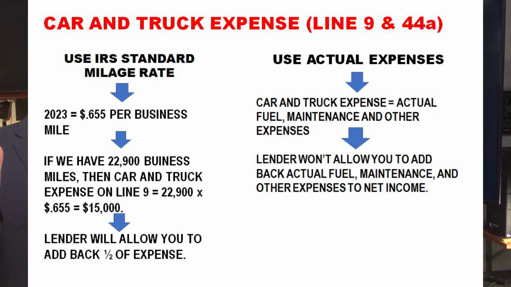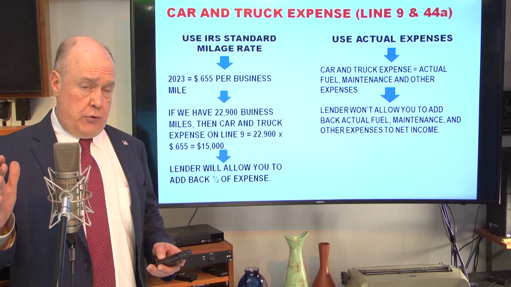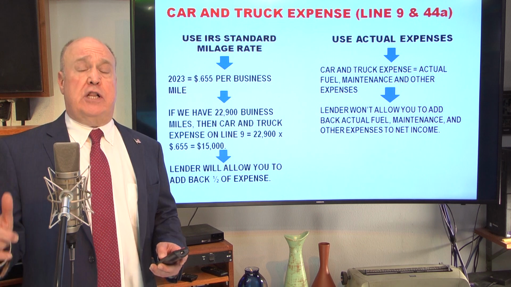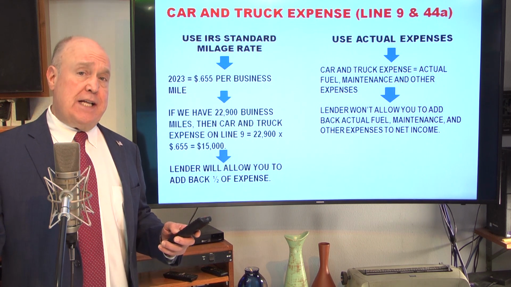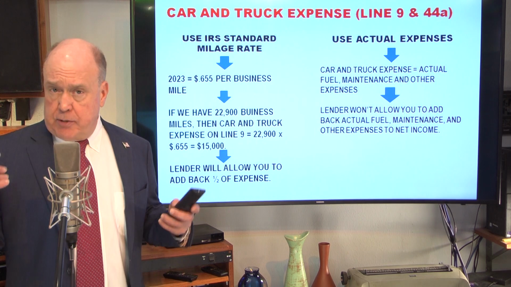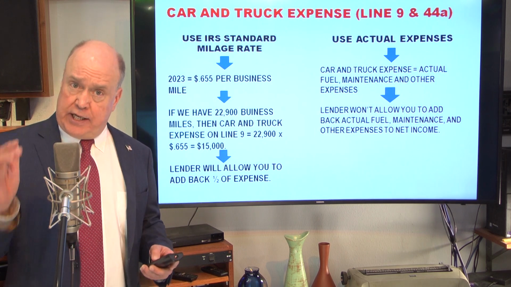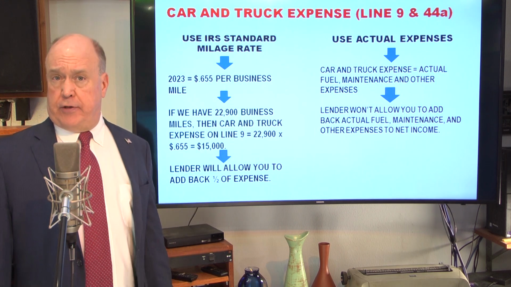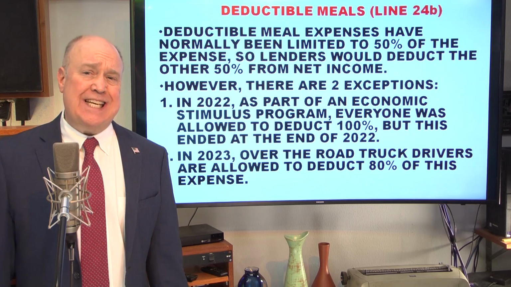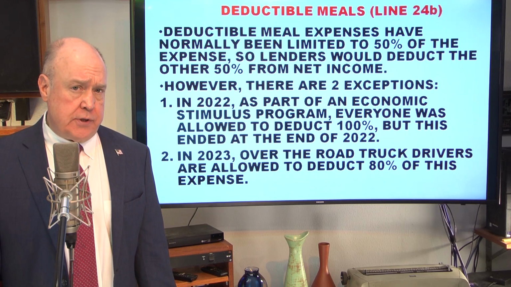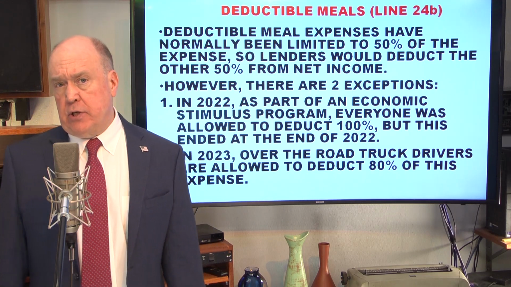The advantage to using this method is if you do, in most cases, the lender will add back 1/2 of that expense to your net income. So to maximize your net income that the lender is going to use, I'd recommend this method. I'd also like to draw attention to line 24B, deductible meals. This refers to business meals.